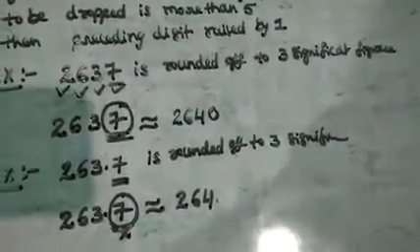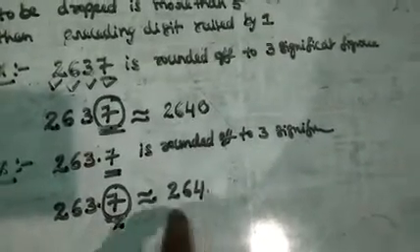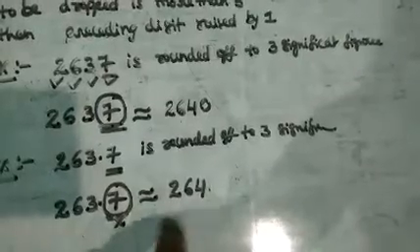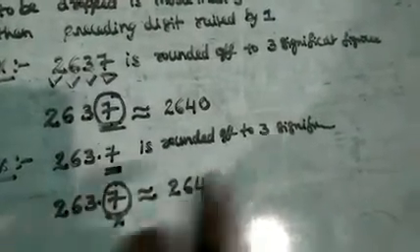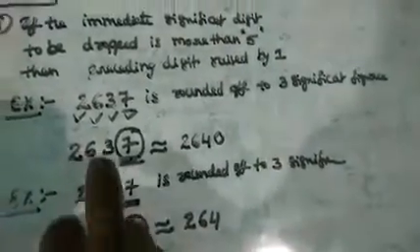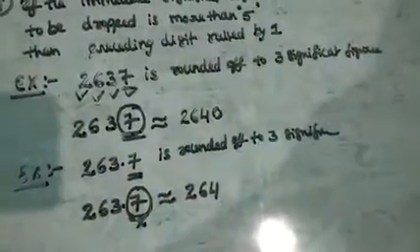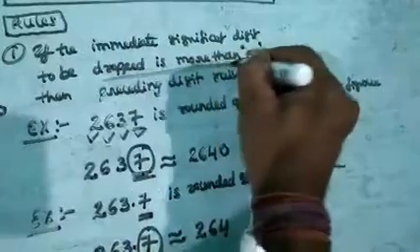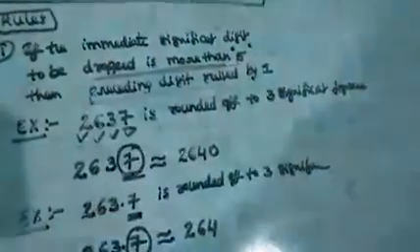Now you would understand. 263.7 rupees is roughly equal to 264 rupees. Now you understand? Whenever a decimal is there, don't put 0. If a decimal is not there, you have to write it. So this logic you have to understand. The digit to be dropped is more than 5. If it is more than 5, the preceding digit is raised by 1.